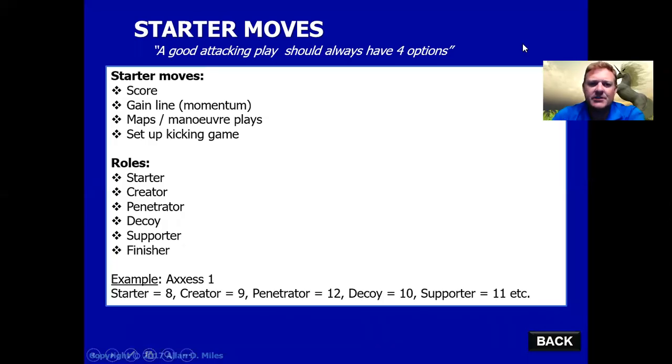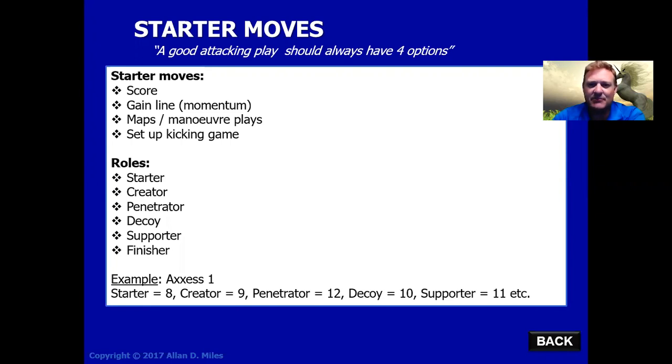We're going to address starter moves in this next little short clip. A good attacking play should always have 4 options. And a nice little example here of what the goals are of a starter move. When you run a starter move or a strike play from the set piece, your goal should be to score. Another objective would be to get gain line success, to create that momentum by getting your forwards in the game and their forwards out the game.